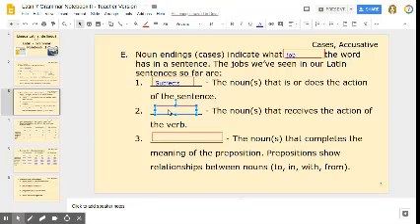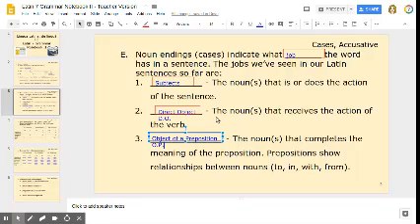The noun that receives the action of the verb is called a direct object. And the noun that completes the meaning of the preposition in a prepositional phrase is an object of a preposition. I'm going to be abbreviating a lot in this. I'll be abbreviating direct object as DO. I'll be abbreviating object of preposition as OP.